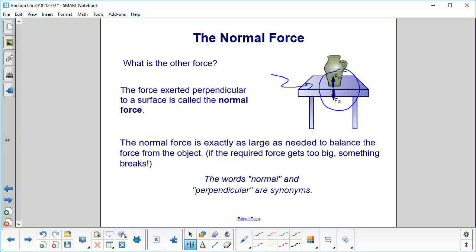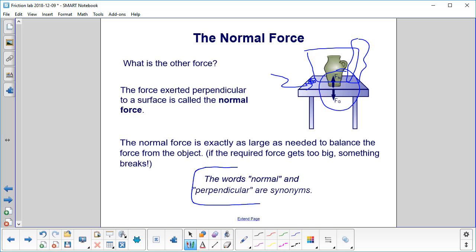Now the normal force is exactly as large as needed to balance the force from the object. So if I put a heavier lamp here, or a heavier vase, the normal force will increase. If I just put a little pebble here, the normal force will decrease. However, if the required normal force is too big, for example, if I put a 2-ton block here, something breaks. The table will break. The table cannot generate enough normal force to hold up a 2-ton block.